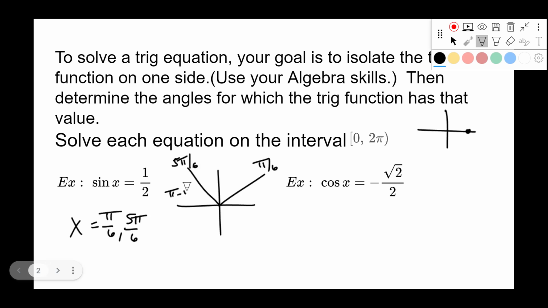You could also find 5 pi over 6 by doing pi minus pi over 6, right? The reference angle is pi over 6. That would give you 5 pi over 6.